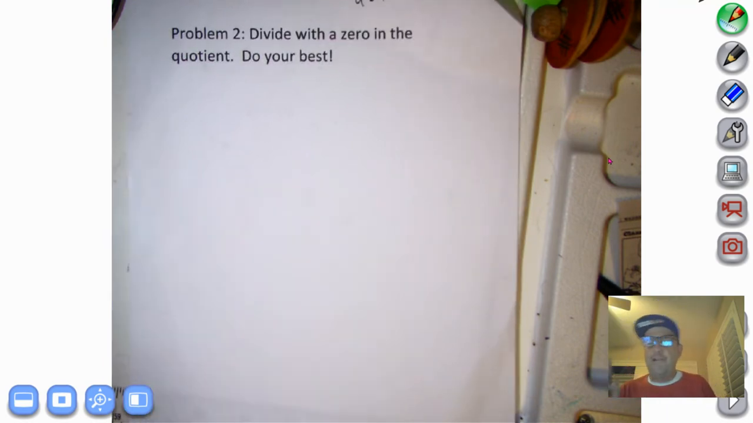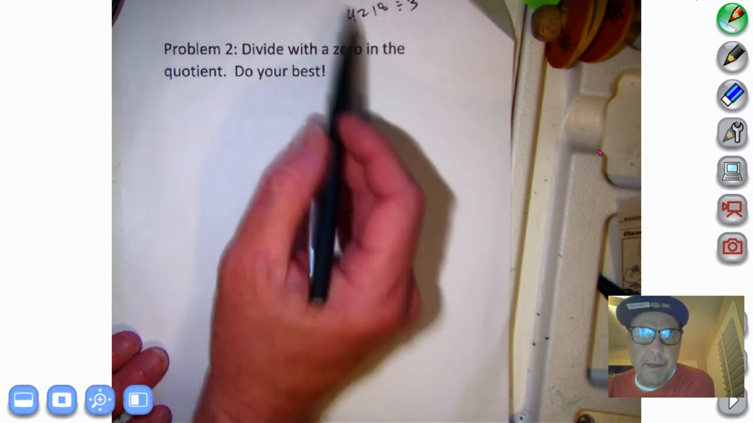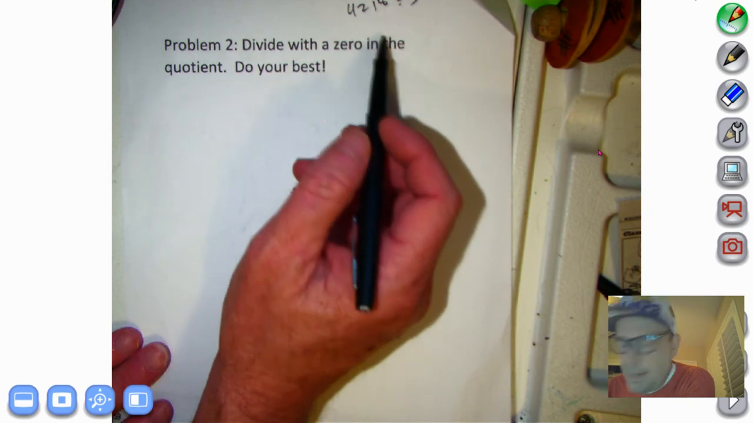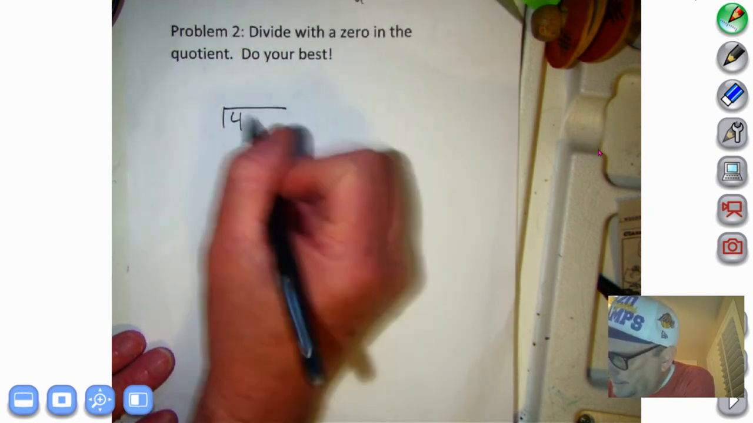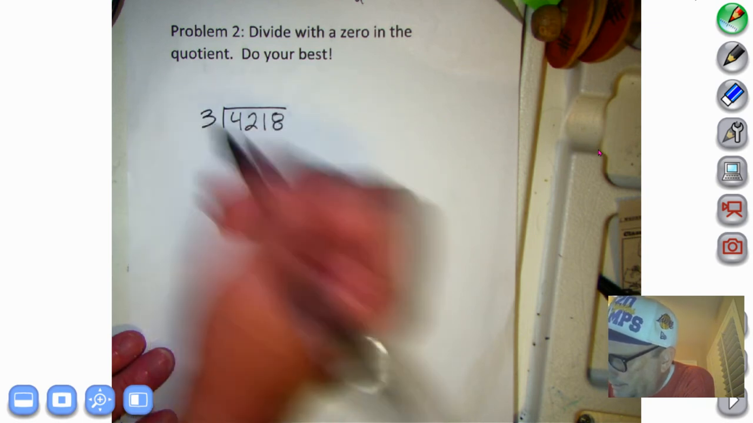Part two of the concept development is to divide with a zero in the quotient. Do your best, but I'm going to help you out with this. I wrote it down up here because the writing in the Eureka Math Teacher Edition is so small I can hardly see it. And we're taking 4,218 and dividing it by 3.